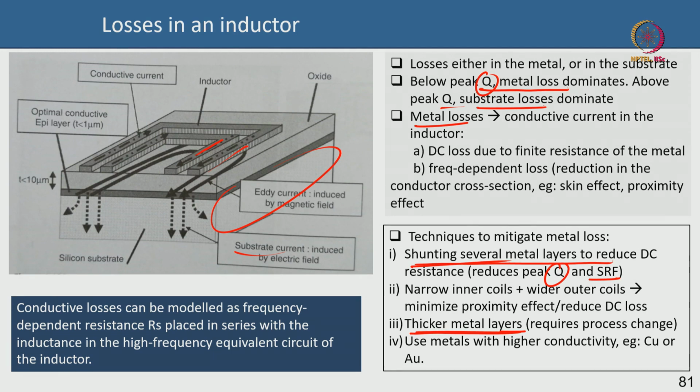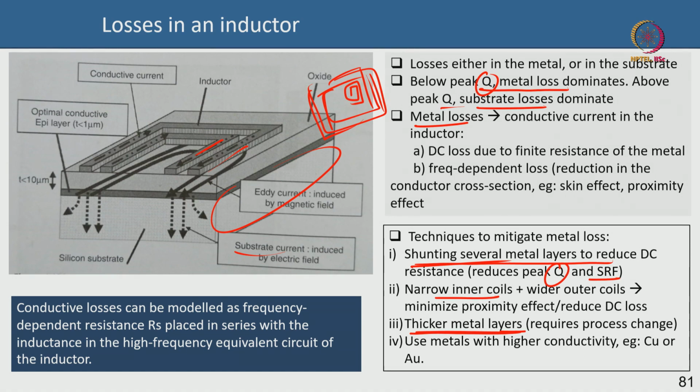Another technique is that people use narrower inner lines. So in the inner coils the lines are narrow, and in the outer coils the lines are much wider. The outer wider lines will basically help you reduce the DC resistance in a way, okay. And there is something called proximity effect. When metal lines are close by each other, they also try to have an effect on one another. It's called proximity effect. So those things can be mitigated, okay.